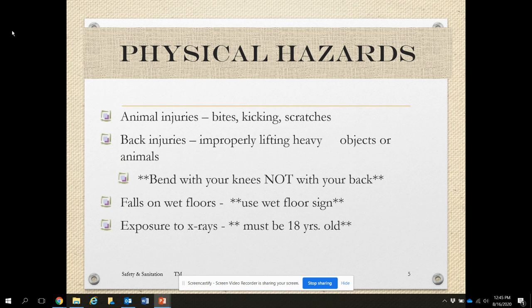All right, physical hazards that you'll see in the veterinary field is animal injuries. So that can be bites, kicks, or scratches. We'll just talk just a little bit about this. We do have cats, and they do sometimes scratch. They don't mean to. They're trying to get away from another animal, or you want to hold them, but they don't want to be held, and they may scratch you. The rabbits sometimes scratch when you're trying to put them away. That's why we wear proper clothing.